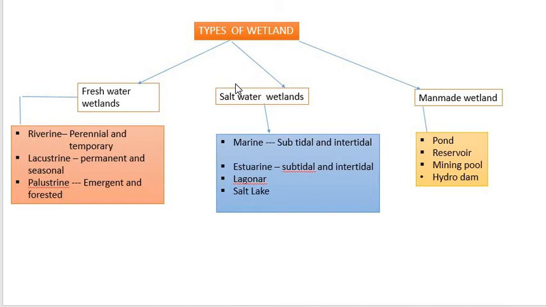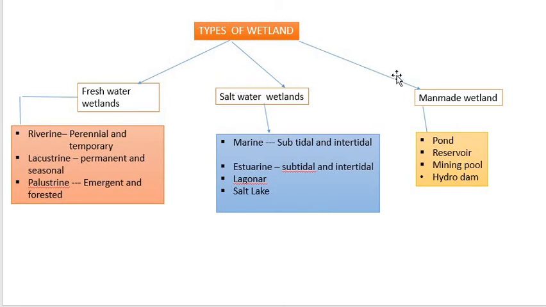And the next category is saltwater wetland. Under this category, there are marine wetlands. The marine wetland has two types, subtidal and intertidal. Then estuarine wetland, which also has two types, subtidal and intertidal. Then lagoonal, and the last one is salt lake.